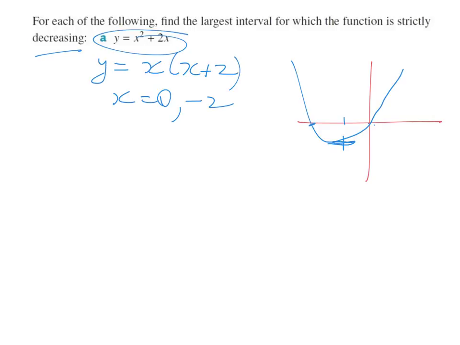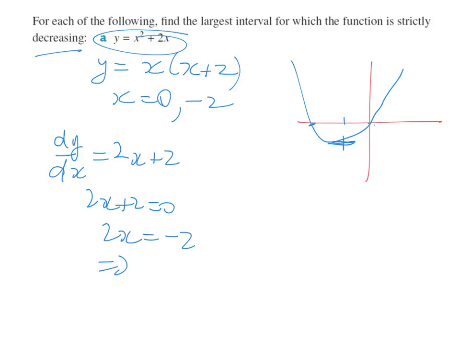We can see that it is negative 1, because it's halfway between those 2 points, but we've got to use calculus, so we'll differentiate it. dy/dx ends up being 2x plus 2. We let that equal 0. 2x plus 2 equals 0. 2x equals negative 2. That implies that x equals negative 1. So what we say now is that the function is strictly decreasing up until negative 1, because at negative 1 we've got a derivative of 0. So it happens up until negative 1.